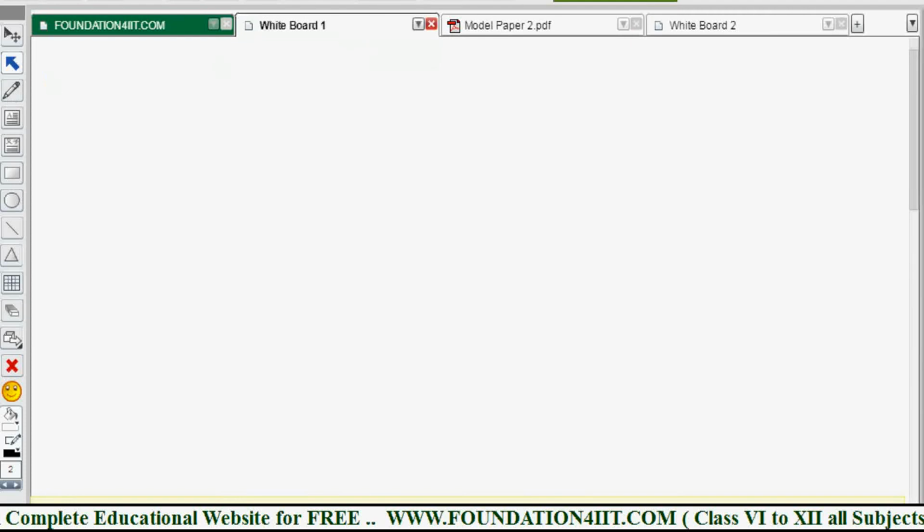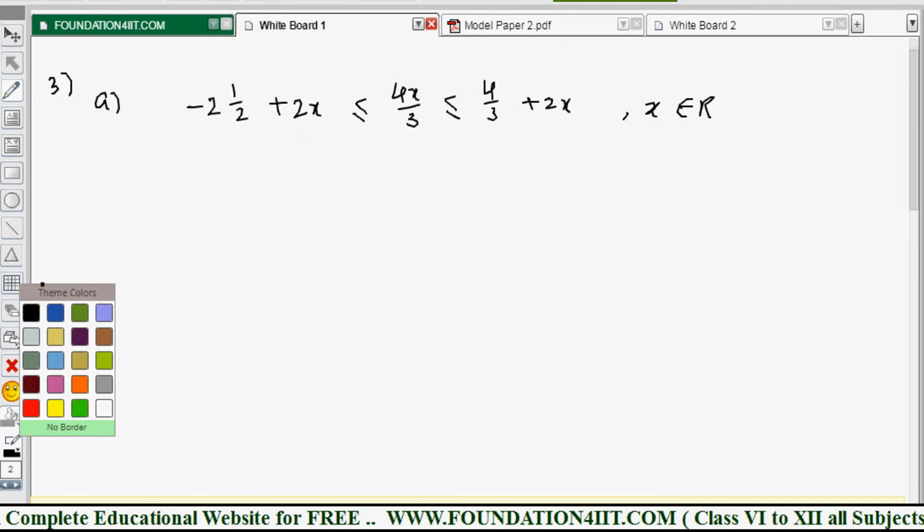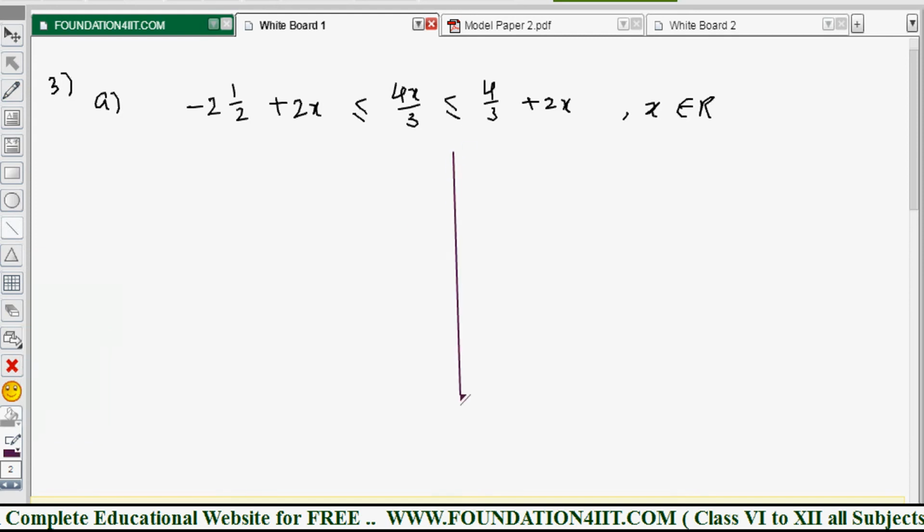So let us take the given data first, the given inequation. So this is given: minus 2 1 by 2 plus 2x, okay, less than or equals to 4x by 3, less than or equals to 4 by 3 plus 2x. Okay, this is given, and x belongs to real numbers. Okay, so when you are solving this, you will take the first 2 and last 2. Okay, first 2 we will take as one equation. Let us make it 2 parts, all separately.